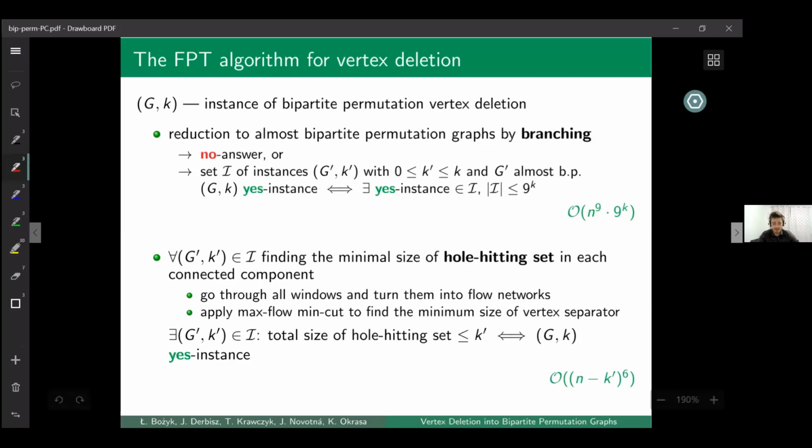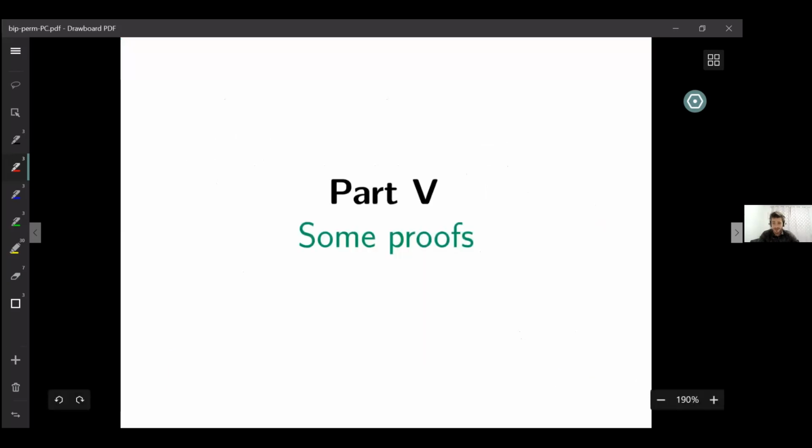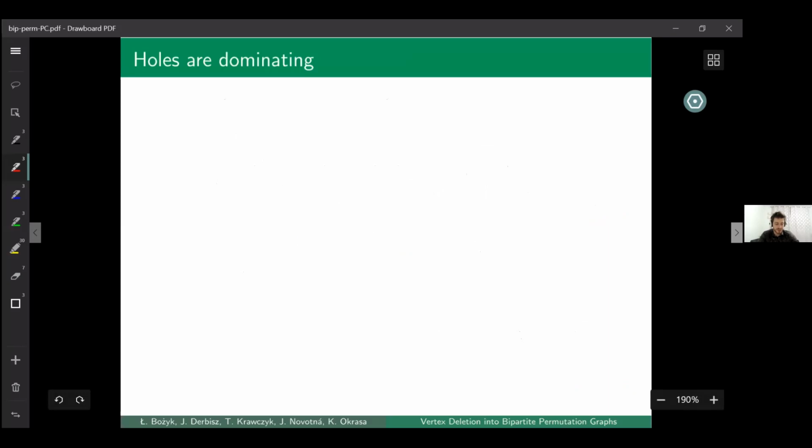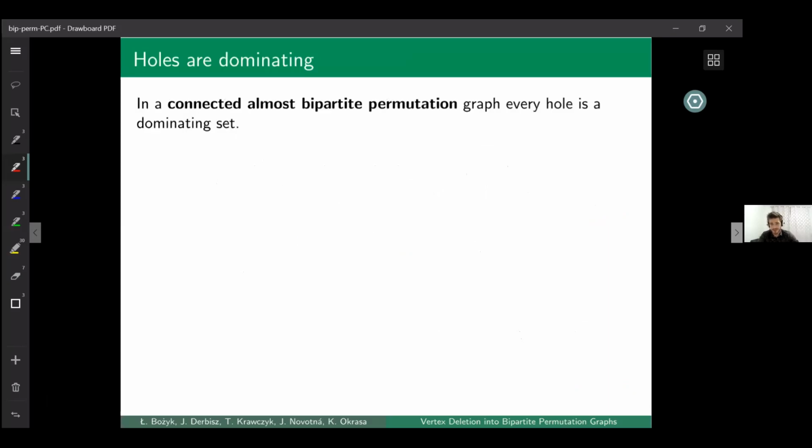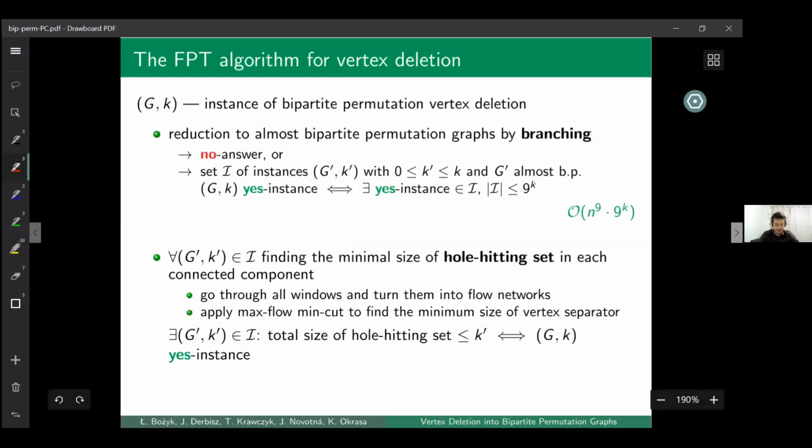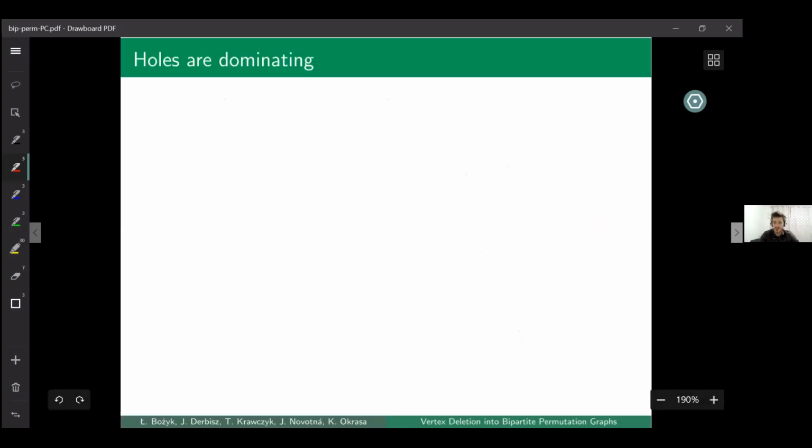So that's how it works. First is branching in order to get rid of small stuff, and then hitting long holes by this structural theorem that we prove. And as I promised you some flavor of the reasoning, let me show you how to prove some bricks in this outline of the structural theorem for almost bipartite permutation graphs.